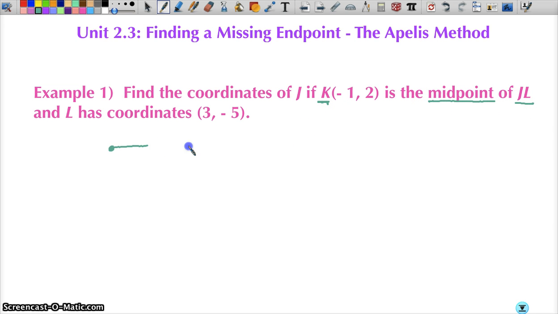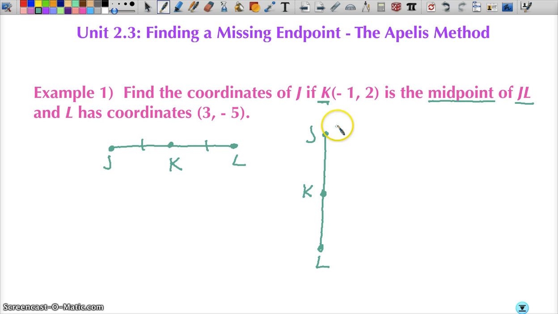So if we have JL, then K is in the middle. Okay, so that's how we would indicate what's happening. All I'm going to do is turn this and make it vertical instead. So I'm going to put J here, and then I'm going to put L here, and then I'm going to put K here. So all I did was turn it vertically. Now this is what we don't know. This is what we're looking for, right? So K is the coordinate point (-1, 2), and L is the coordinate (3, -5).